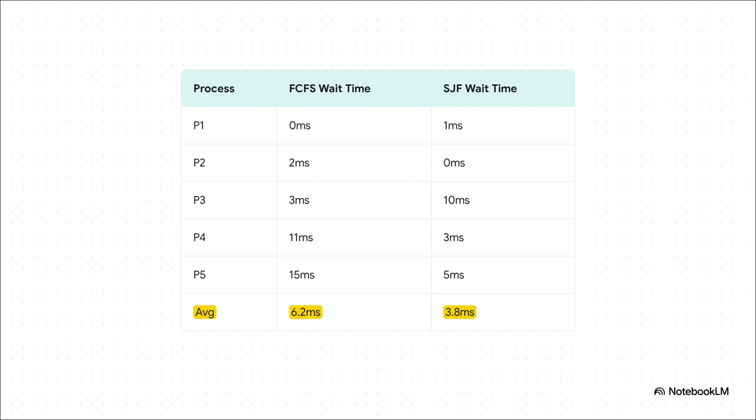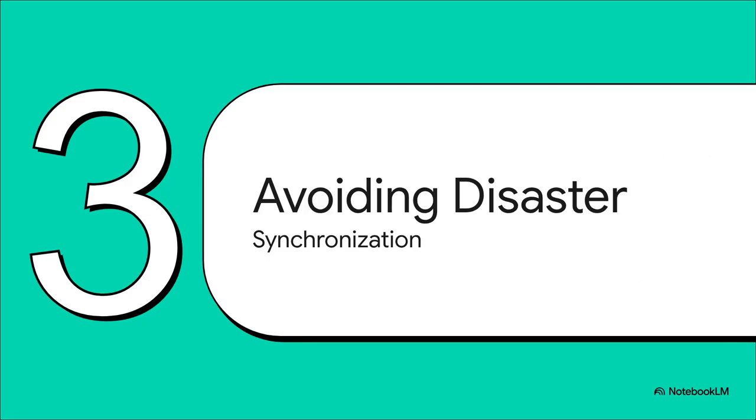Okay, so we've organized our tasks into processes, and we have a schedule for running them. It seems like we've got it all figured out. But now we hit the really dangerous part. What happens when two processes need to access the same shared resource at the exact same time? This is where everything can go horribly wrong.